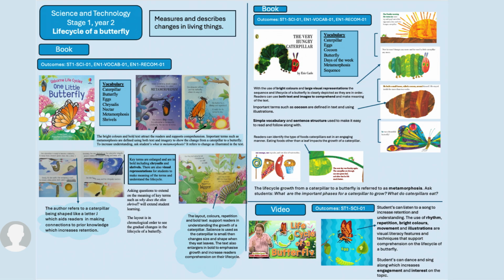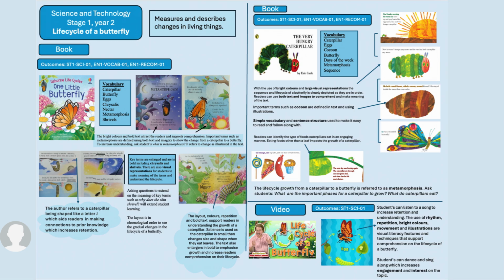This is met through introducing texts such as One Little Butterfly by Leslie Sims and The Very Hungry Caterpillar by Eric Carle. Now, when reading both these texts, it supports students in meeting the English outcome EN1 Vocab 01 as students are introduced to Tier 1, Tier 2, and 3 words to extend and elaborate on their ideas. Outcome EN1 Recom 01 is also met as students read texts by activating their background knowledge, connecting, and understanding sentences.